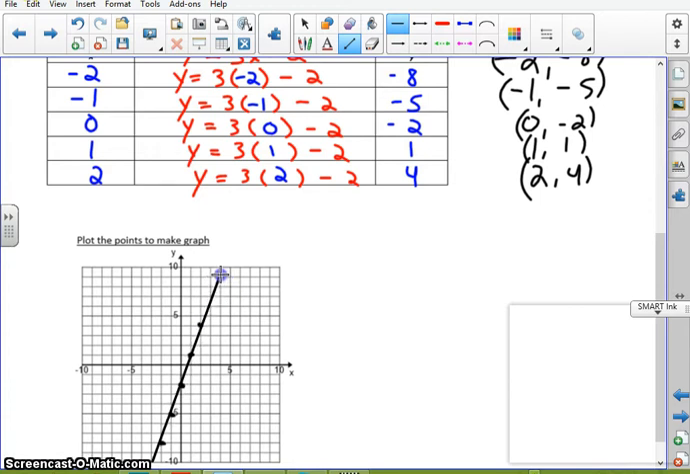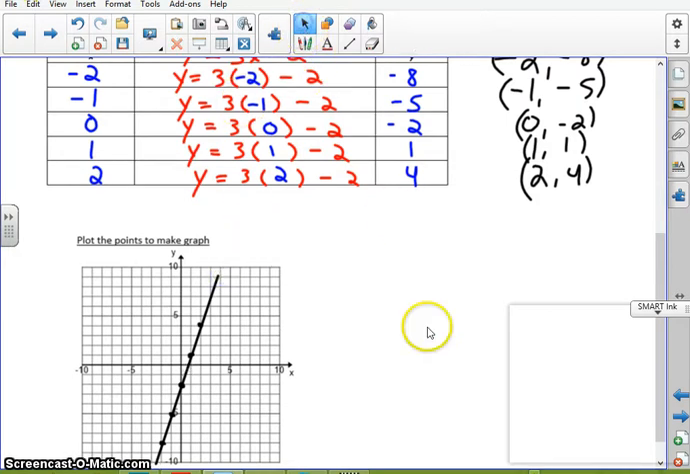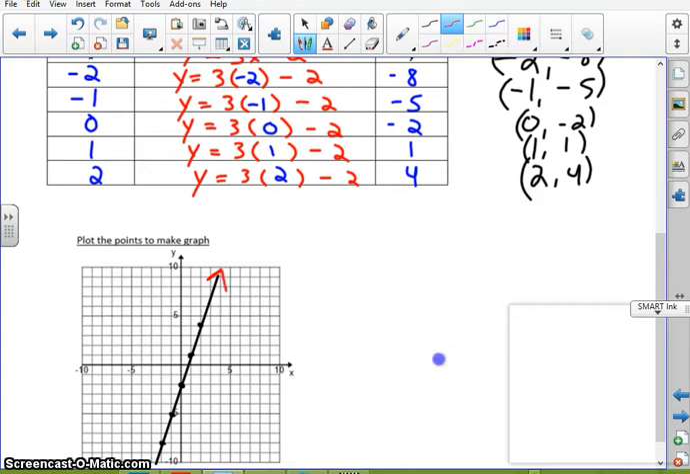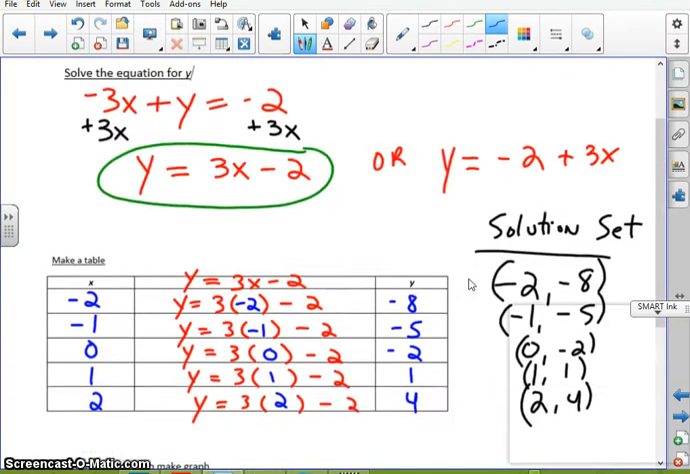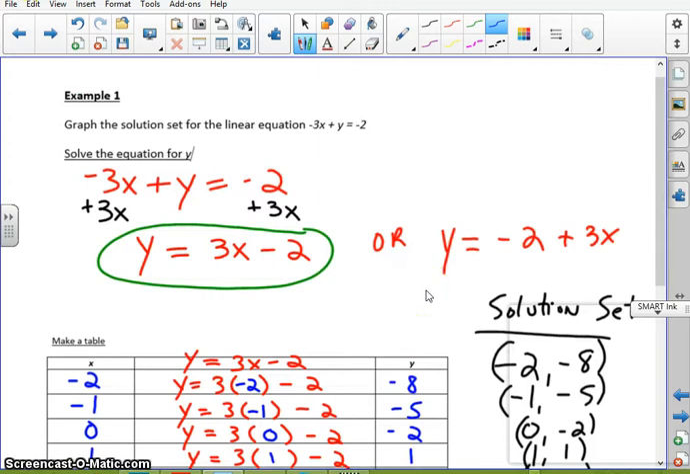I'm doing this with a smart board, so it's a little more of a challenge for me to draw the lines properly. But with a pencil, it's a piece of cake. So there goes my line that connects all those points. Of course, this is a linear equation. The line is straight. I put arrowheads on the ends of the line to show the line continues in both directions. So there goes the graph of the equation -3x plus y equals -2.